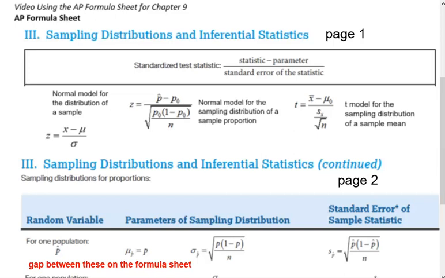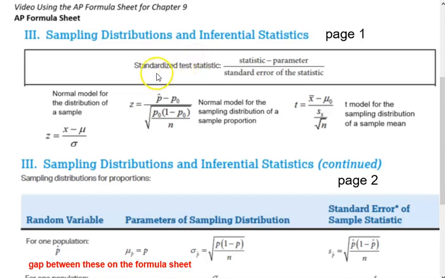As we learn more and more inference procedures, your ability to use your AP formula sheet as a resource becomes more important. So let me point out some important helpful things for hypothesis tests on your formula sheet. On the bottom of page 1, you see something that says sampling distributions and inferential statistics, and in one of the boxes there was a confidence interval template.